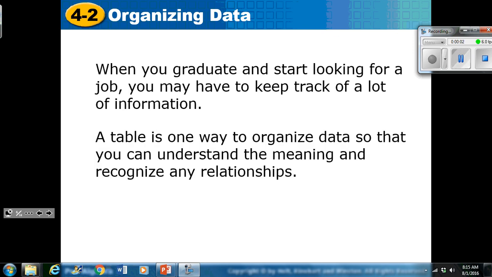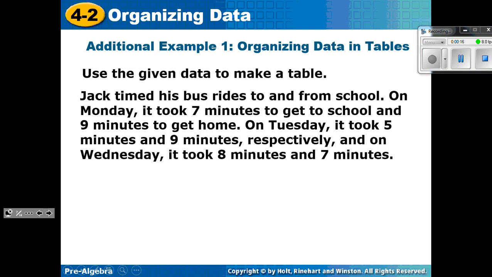As I'm sure you're aware, a table is one way to organize data so that you can understand the meaning and recognize any relationships. The exercise here is to make a table given the data that's in here. This is kind of wordy.